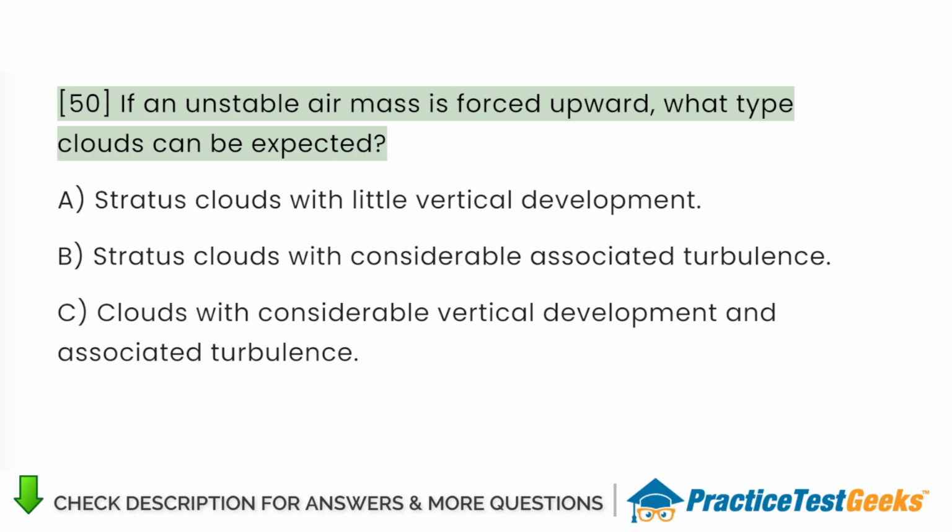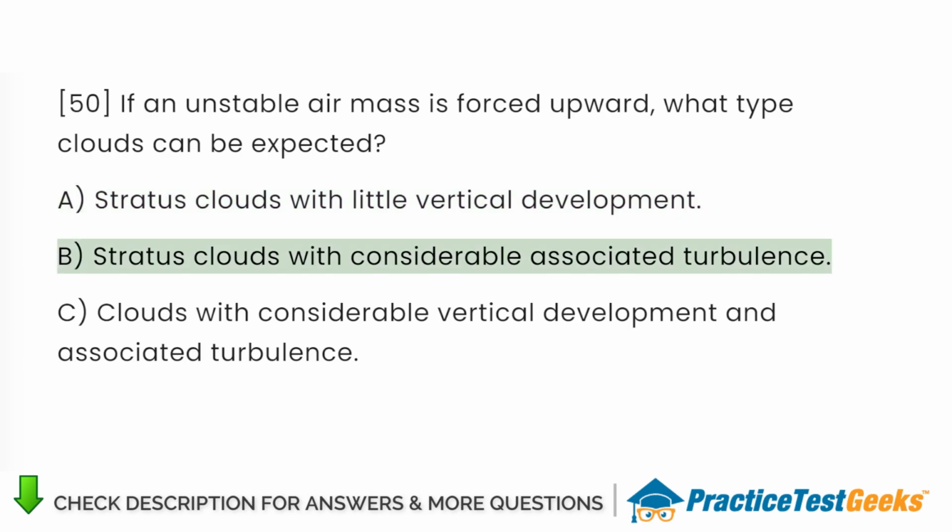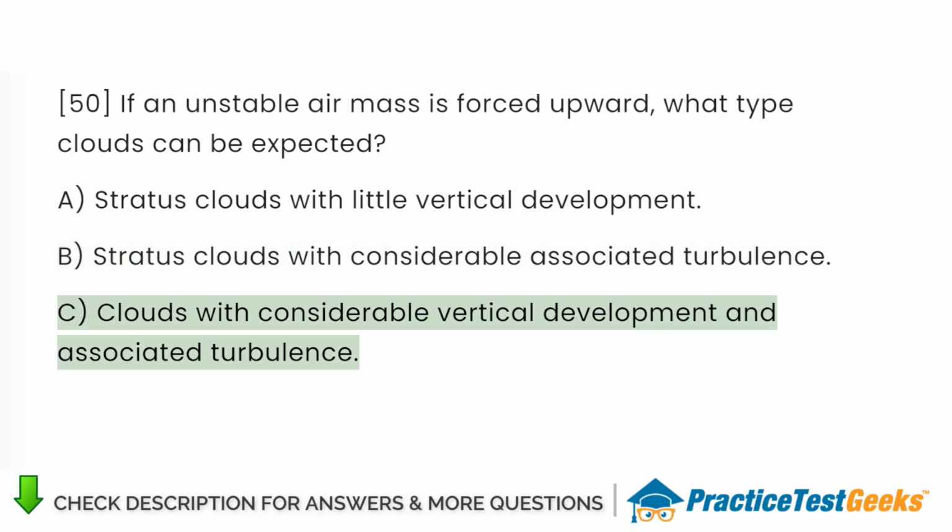If an unstable air mass is forced upward, what type clouds can be expected? A. Stratus clouds with little vertical development. B. Stratus clouds with considerable associated turbulence. C. Clouds with considerable vertical development and associated turbulence.